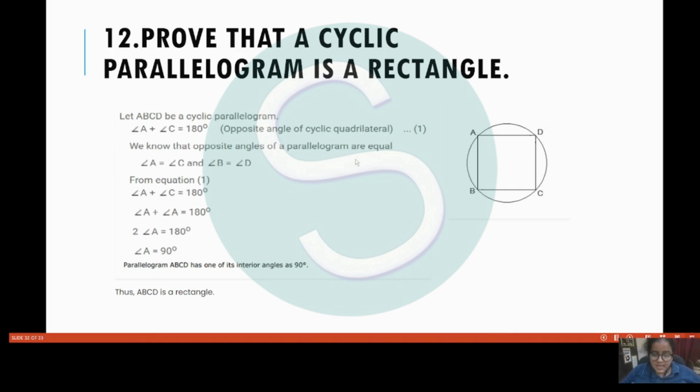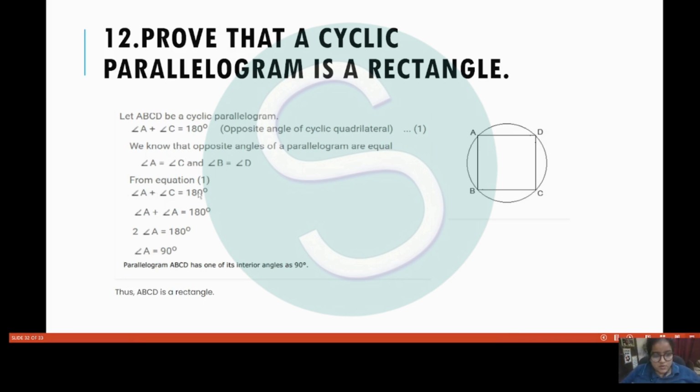इससे हमें क्या पता चलता है? We know कि opposite angle of a cyclic quadrilateral का जो सम होता है 180 डिग्री होता है. तो A plus C equals to 180 degree. And since it is a parallelogram, so angle A equals to angle C and angle B equals to angle D. So देखो cyclic quadrilateral का मतलब कि A plus C का सम 180 degree and B plus D का सम 180 degree, right? And parallelogram में मतलब opposite angles are equal.